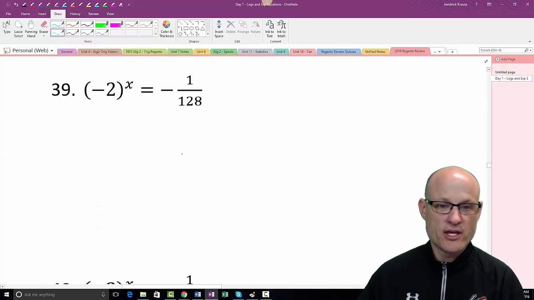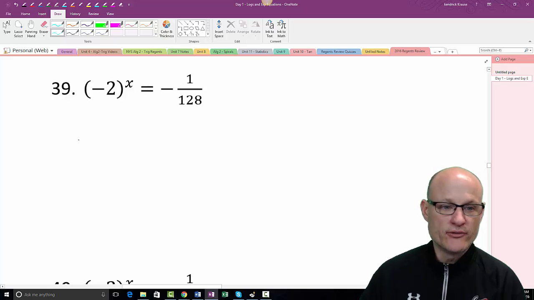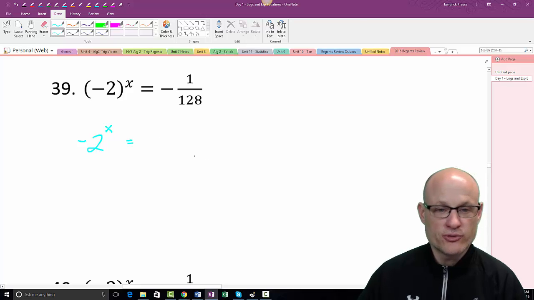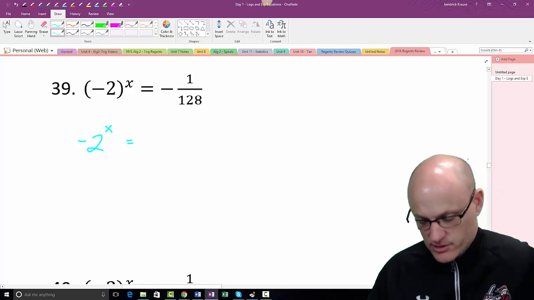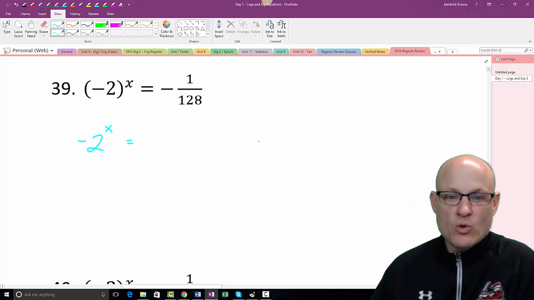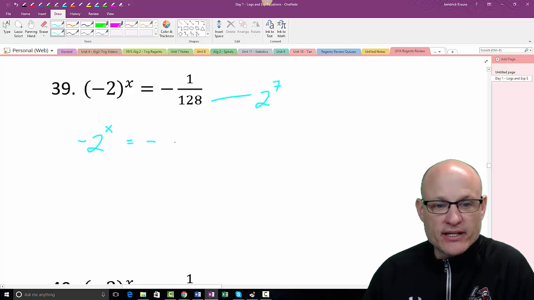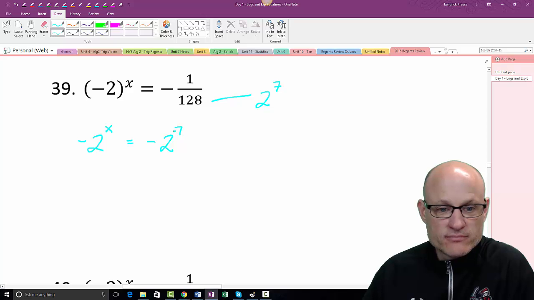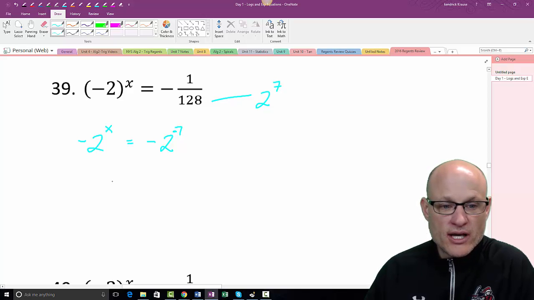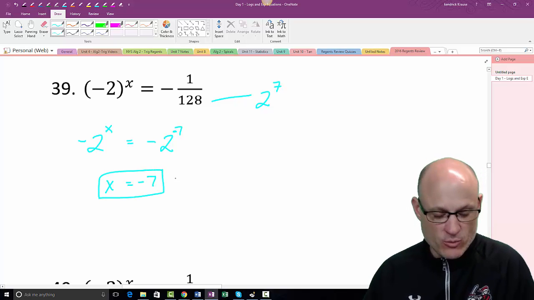This is the class that never ends. So this is negative 2 raised to the x is equal to, now this one's going to be interesting. How do I do this one? 128 is 2 to the 7th. So this looks like it's negative 2 to the 7th. To the negative 7, because it's in a fraction. So x looks like it equals negative 7. That's weird. Let's see if that works.